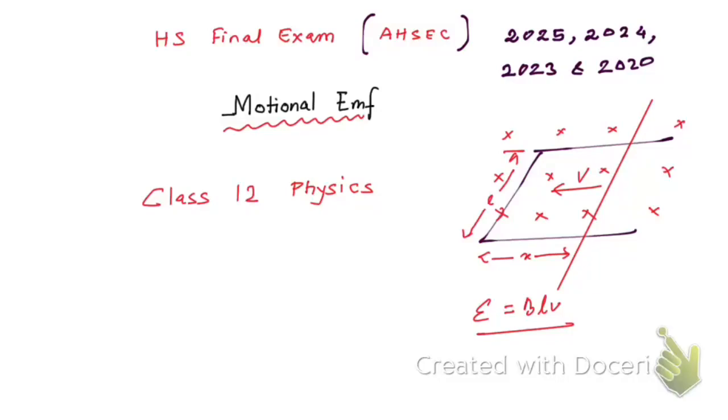Hello students, in this video we are going to discuss a very important topic, that is motional EMF. For the AHS final examination this is very important, under the Assam Higher Secondary Education Council. This expression that you need to prove, that the induced EMF on a conductor which is being moved through a magnetic field B is given by BLV.